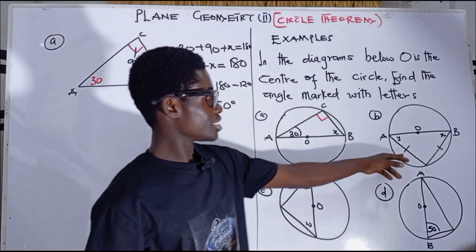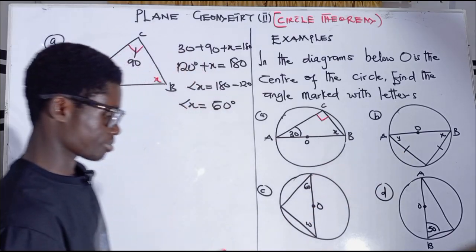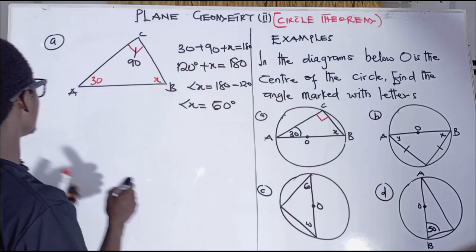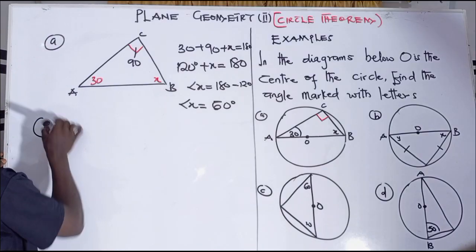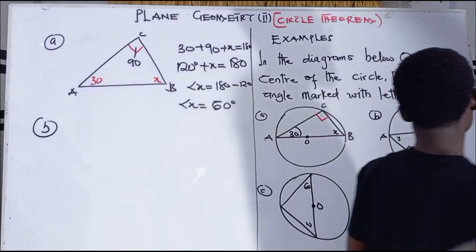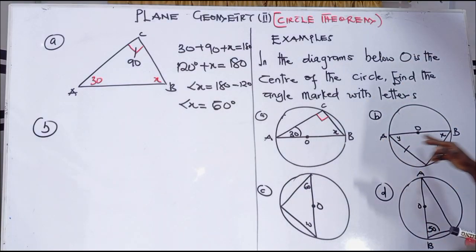Now let's look at example B. You can always pause the video and then try your hands on them. So let's look at B. Now looking at B2, we have a diameter. I believe you can see it. So the diameter is AB. It passes through the center. So AB is a diameter.